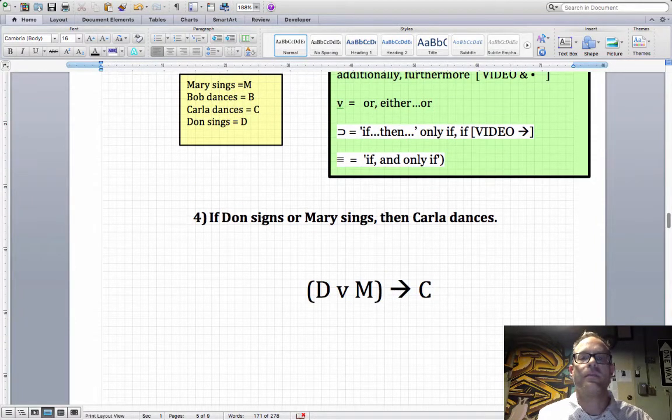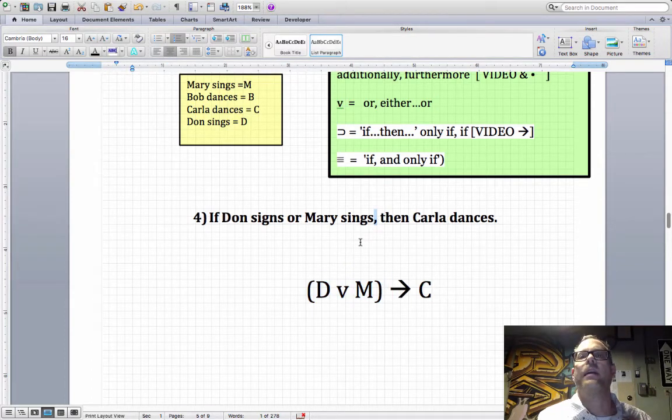So this is our answer. If Dawn sings or Mary sings, then Carla dances. D wedge M implies C. Remember, the D wedge M all goes together because of this comma. All right, we're about halfway right now. We have 8 of these to do.